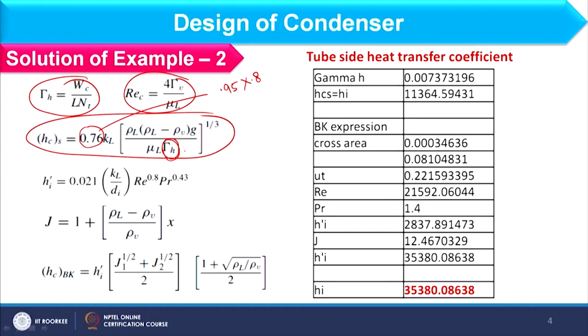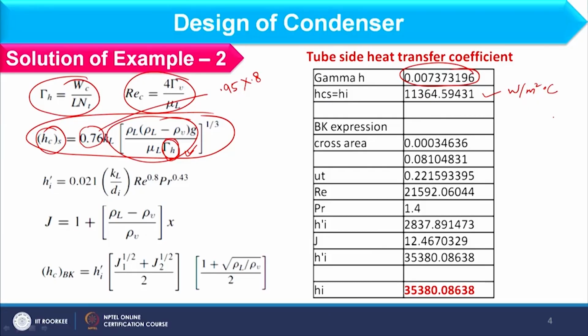So, here you can simply find out gamma H, which you can obtain like this. Okay. So, I am not going into detail of each expression as well as each term. I am assuming that you can find these values, just I am giving you the values. Okay. So, once you have the gamma value, you know all other properties, you can find out heat transfer coefficient in tube side for stratified flow, and that you can obtain as 11364.59 watt per meter square degree Celsius.